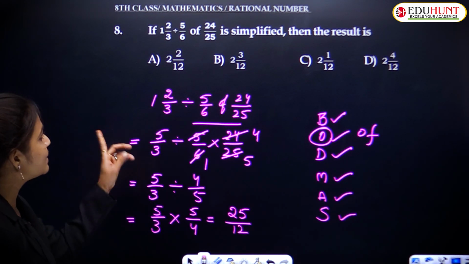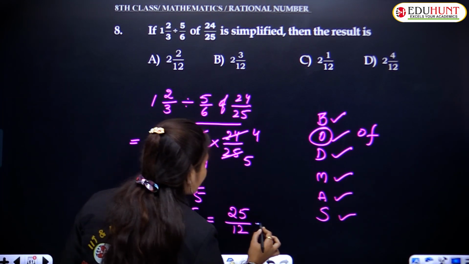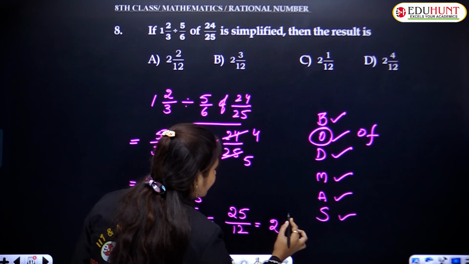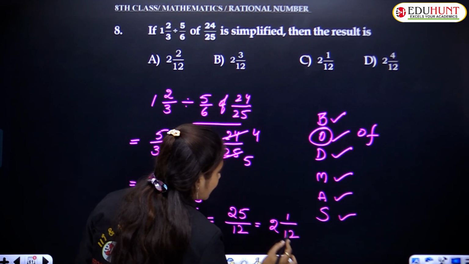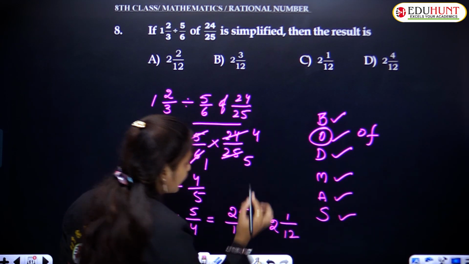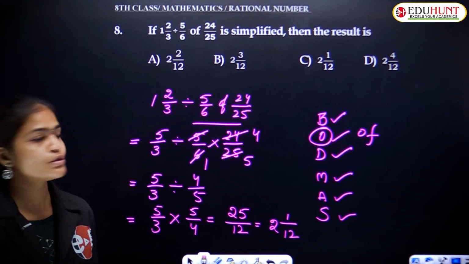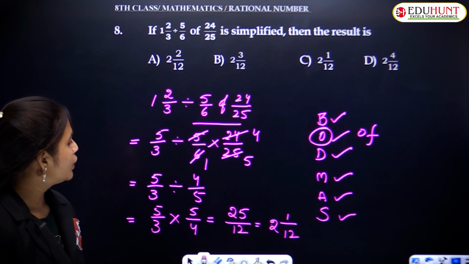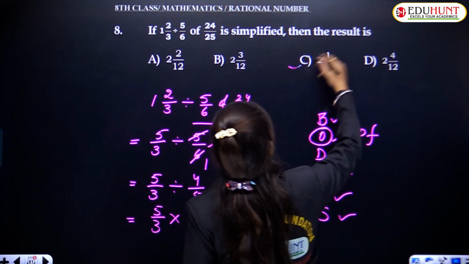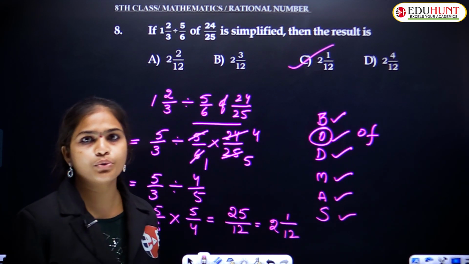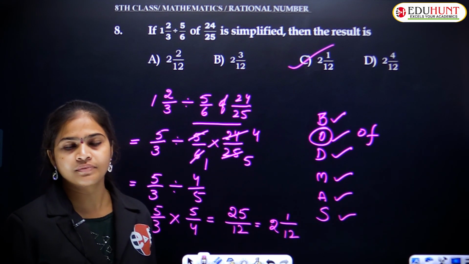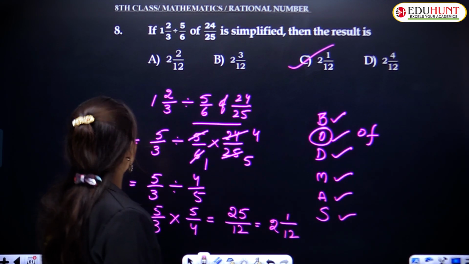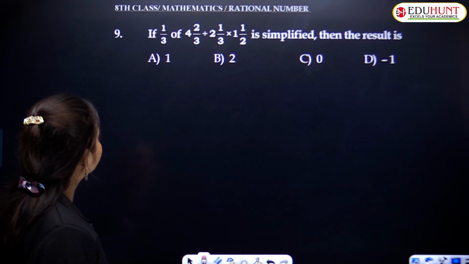Clear? But here mixed fractions are given, so 12 twos are 24 plus 1, 25 by 12. Clear? So which option is correct here? 2 and 1 by 12. So option C is true here. Clear? Yes. So let us see the next question, the 9th one.